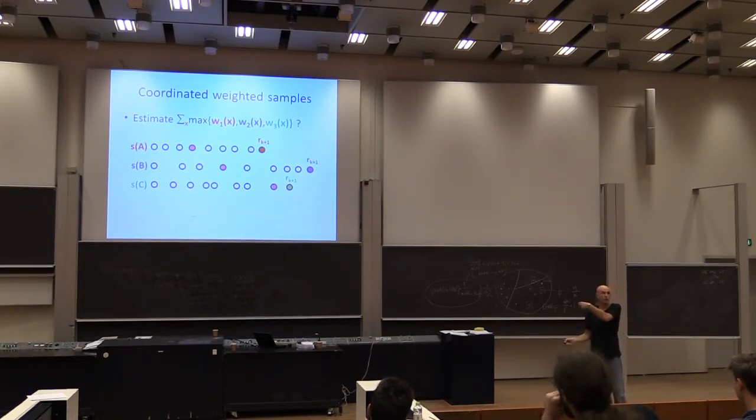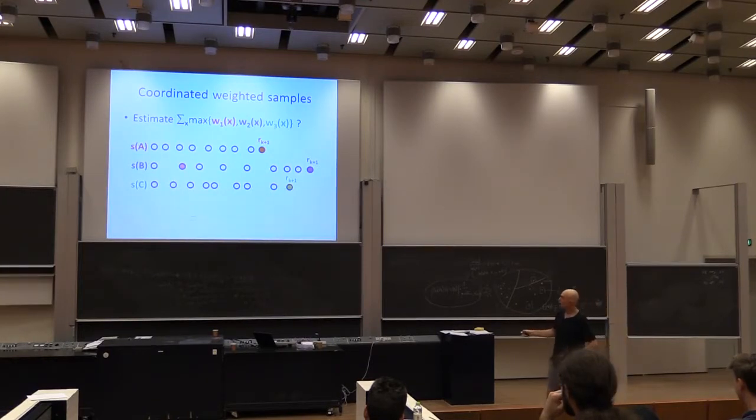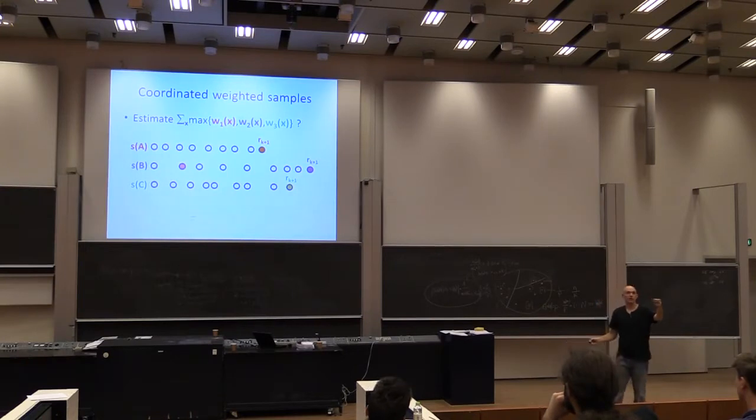This is where I use coordination. It does not have to appear in all three sketches in order for me to know the maximum. For example, say the item appears only in the blue sketch, but the rank of the item is smaller than the minimum of these r_{k+1}. Then I claim that W2, the weight of the item in the blue sketch, which I know, is the maximum weight. It couldn't be that W1 is larger, because if W1 had been larger, the red rank of the guy should have been smaller than this guy. Because we are using the same hash function, the three ranks are monotone in the weight, right?